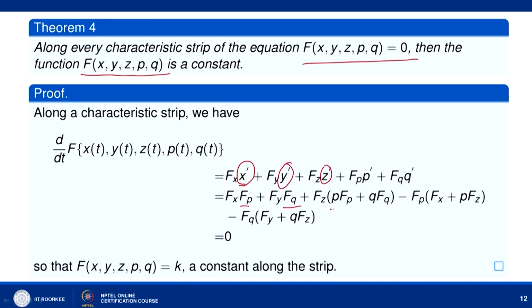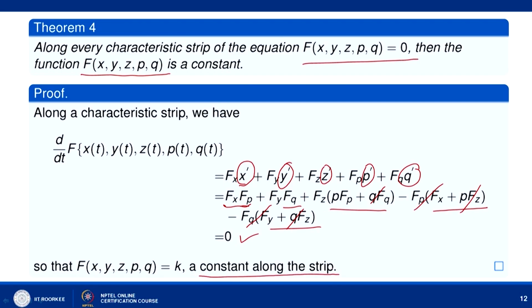Now, using the values of x dash, that is f of p, y dash, f of q, z dash, p f p plus q f q, and p dash and q dash as given, when you simplify, the terms f of x f of p cancel out, f of y f of q cancel out, f z p f p cancel out, and similarly the remaining terms cancel out. So, we can say that d by dt of f of x t, y t, z t, p t, q t is equal to 0. It means that the value of f of x y z p q equal to k will remain constant along the strip, right.